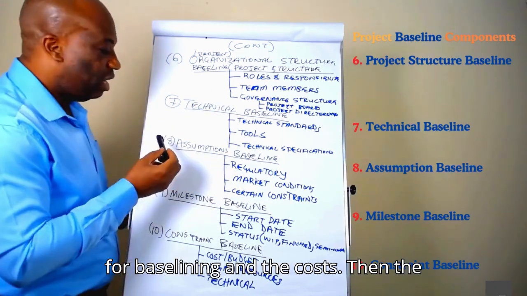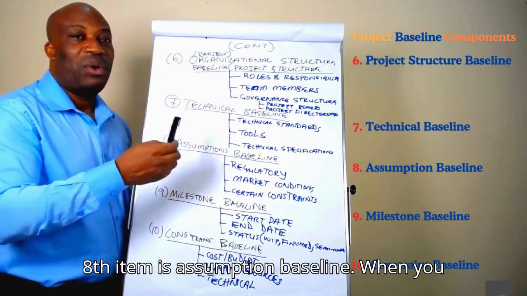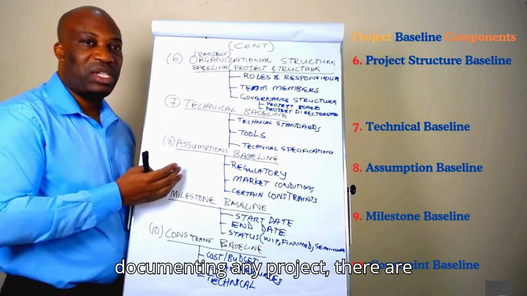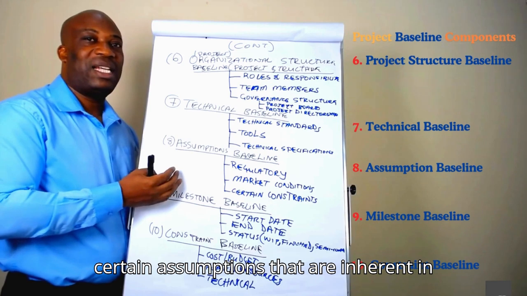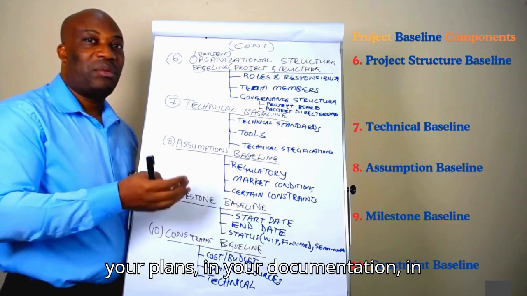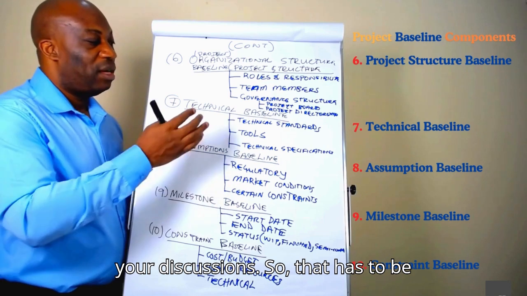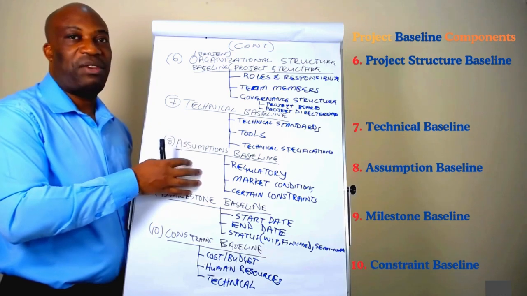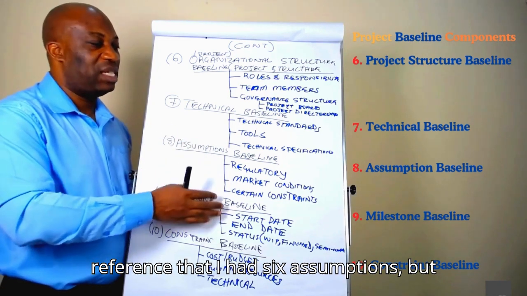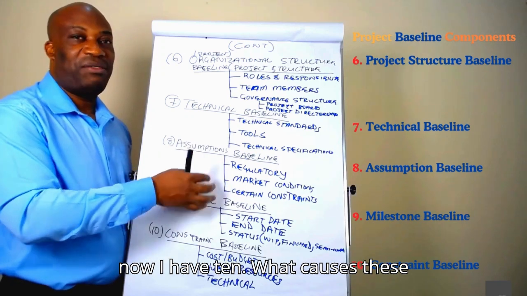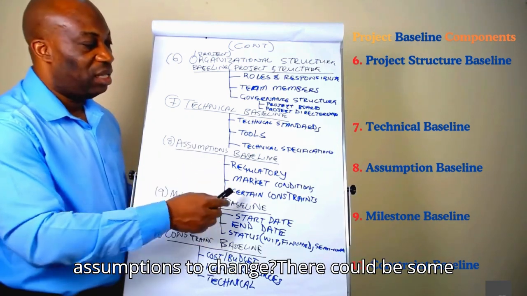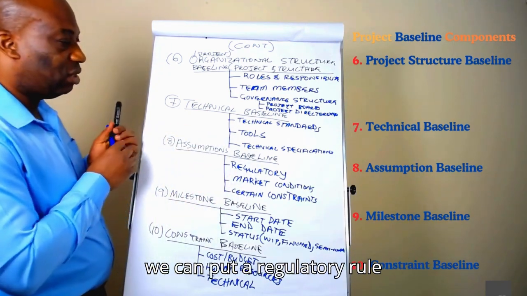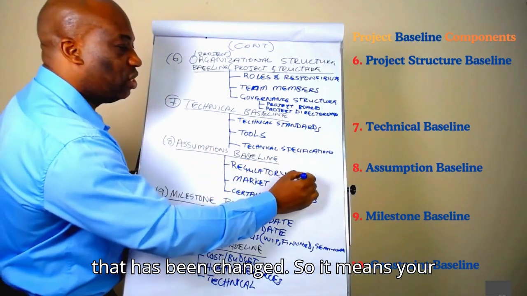Then the 8th item is assumption baseline. When you are creating any project, planning any project, or documenting any project, there are certain assumptions that are inherent in your plans, in your documentation, in your discussions. So that has to be also baselined so that in future, if there's any change of those specific assumptions, you are able to make a reference that I had 6 assumptions, but now I have 10. What causes these assumptions to change? There could be some regulatory rule that has been changed.